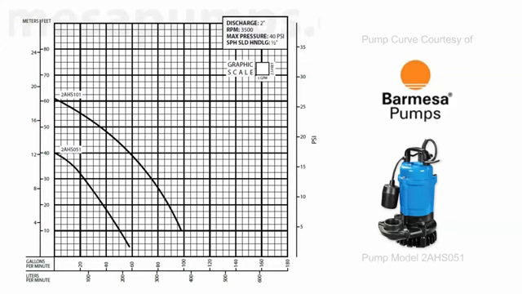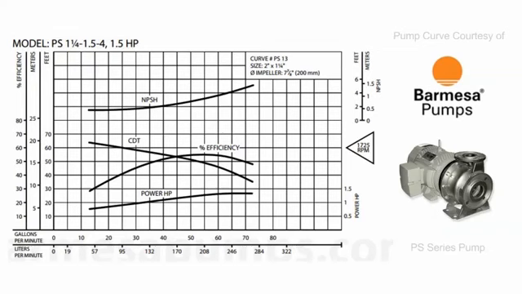So let's take a look at a slightly more complex pump curve, and what we have here is another Bar Mesa pump curve. This is from the Bar Mesa PS series pumps, and that is a stainless steel centrifugal type pump. And it's an above ground pump, so it's slightly different in configuration as well as how the curve is laid out. This one looks quite different than the curve that we looked at before. It shows a lot of information.